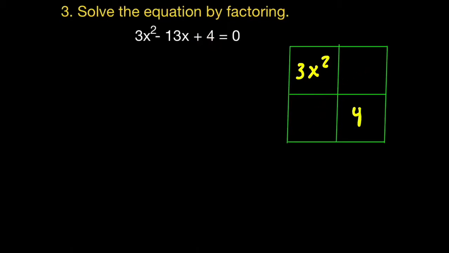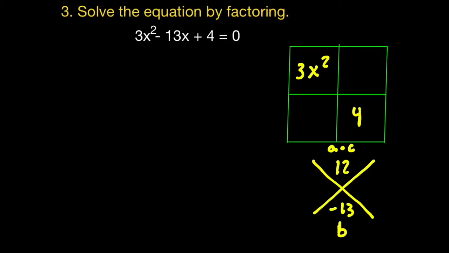To find the two missing entries, we will use a variation of the x method. This time, grabbing the value of a times c, that will be the 3 times the 4, giving us a 12. And the b term, that's going to be negative 13.